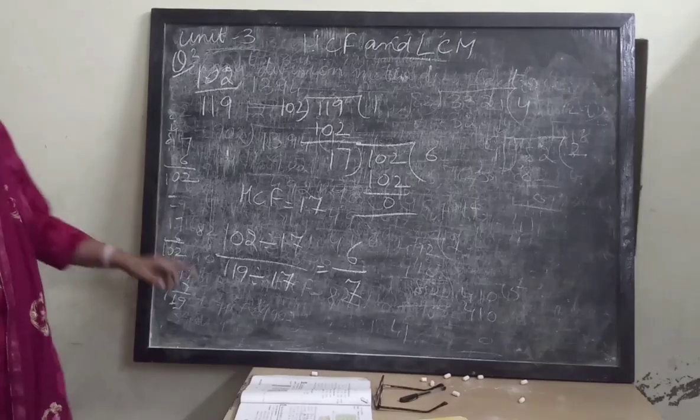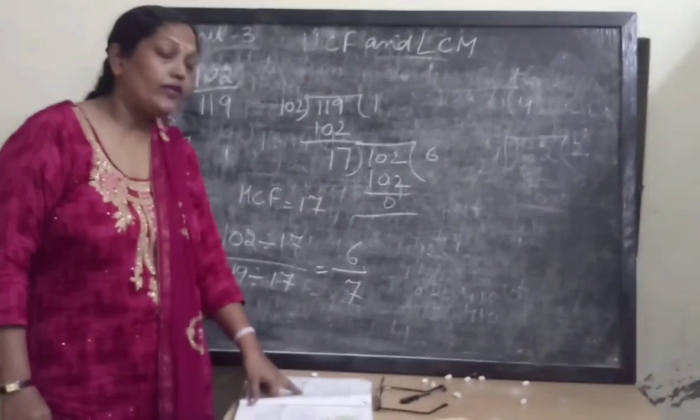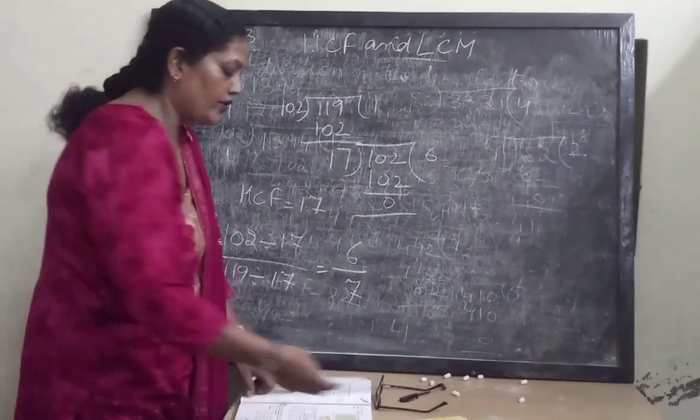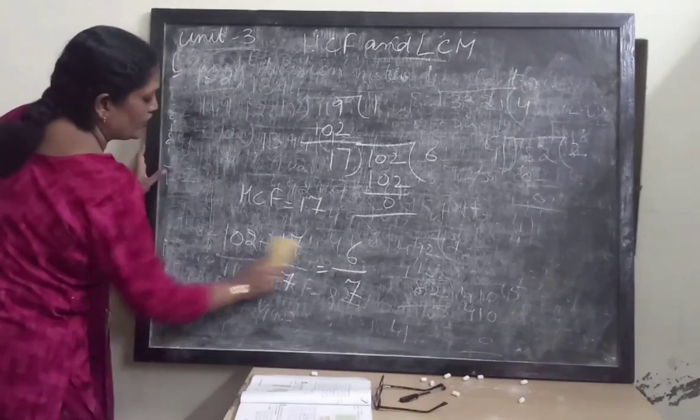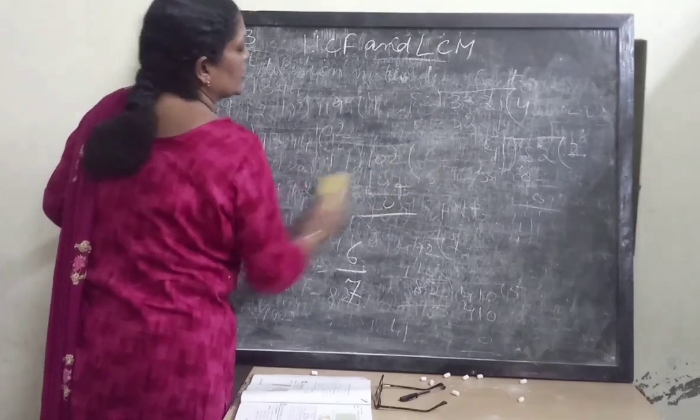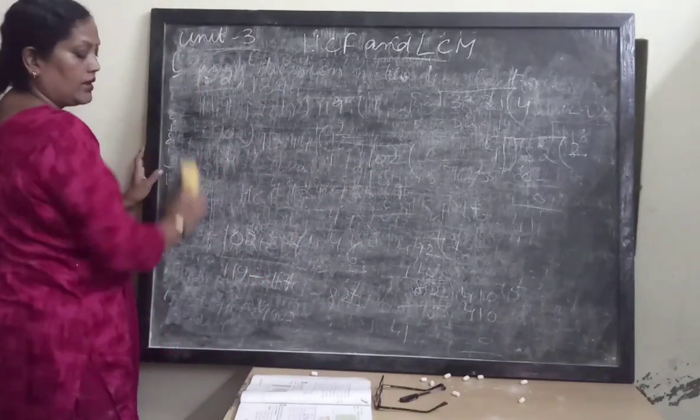Got it? All these sums you have to do like this. You have to find the HCF, then you have to divide it. Now come to the LCM. Now I will teach you how to find the LCM, the least common multiple.